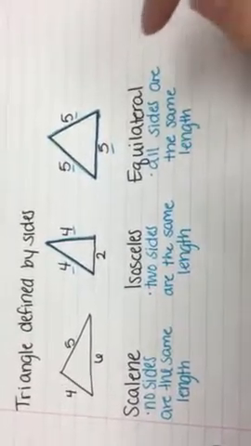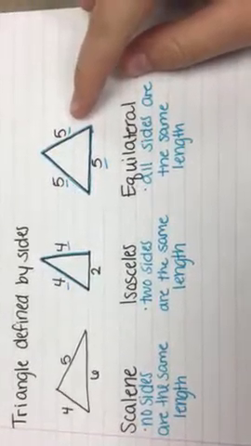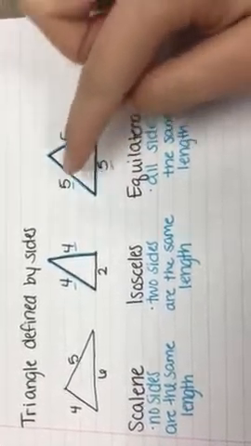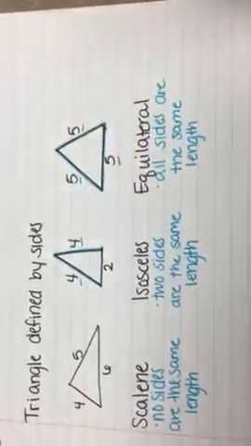You can also have an equilateral triangle, which is where all sides are the same length. So you can see that all of these sides are 5.